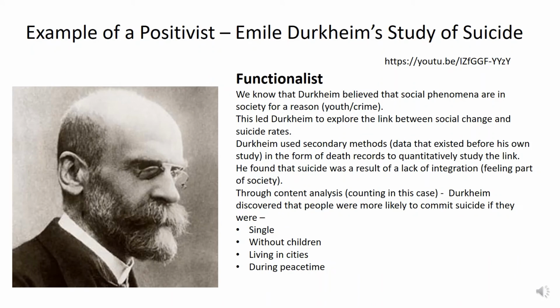An example of a positivist is Emile Durkheim. Now, we know Durkheim from our study of functionalism, and there's a little clip here if you wanted to look in a little bit more detail. It's quite a nice little clip that rounds up Durkheim in general, but he did a study of suicide, and what he did was he looked at this in a very scientific way by looking at death certificates and looking at the features of the people who died through suicide.